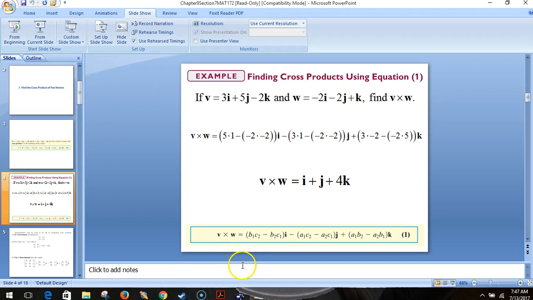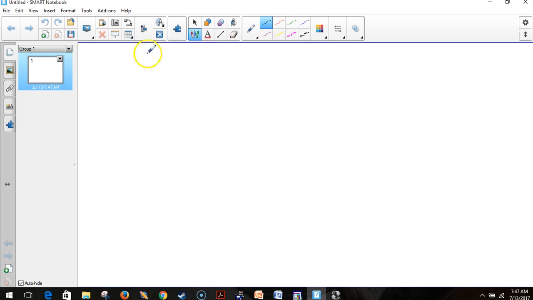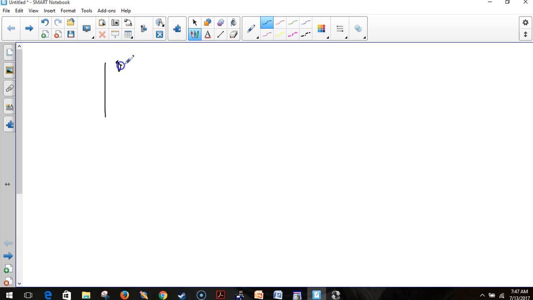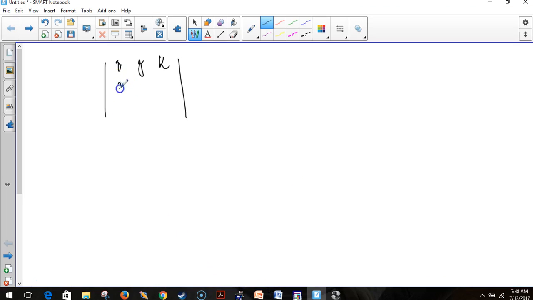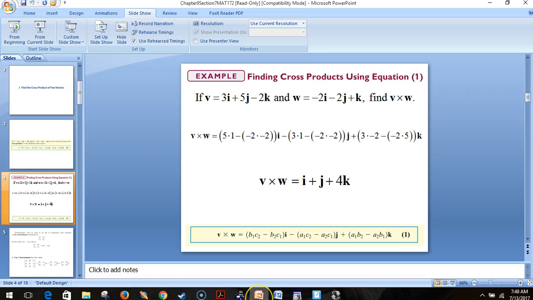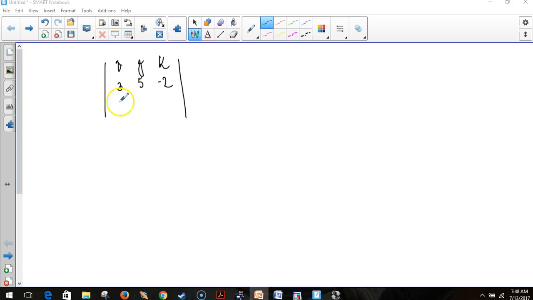So I'm going to come over to the other side and write this out. In my first row, I'm going to have i, j, and k. V is going in my second row, 3, 5, -2. And W in the last, -2, -2, 1. Now, you can use the formula. The formula looks a little crazy. You can use the diagonal trick.